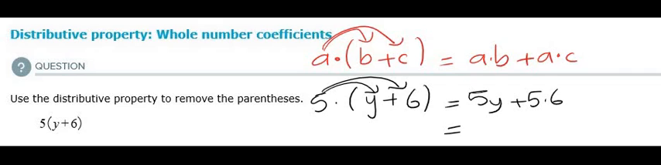If I simplify this expression, that's going to be 5y plus 5 times 6, which is 30, plus 30. The answer is 5y plus 30.